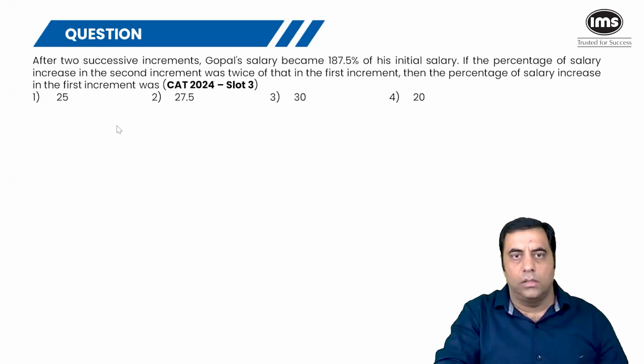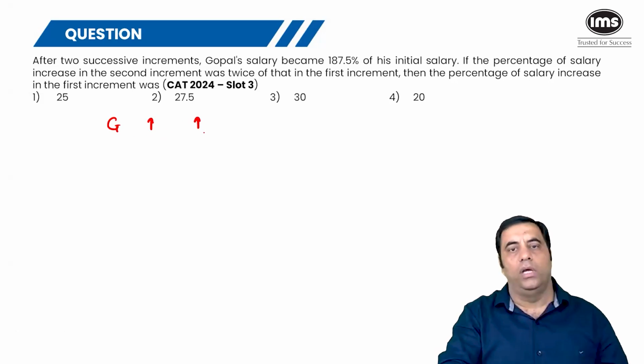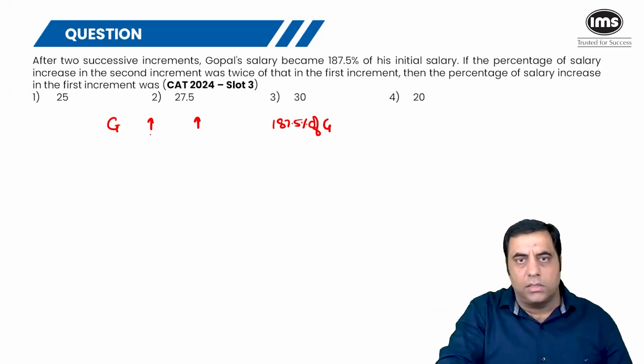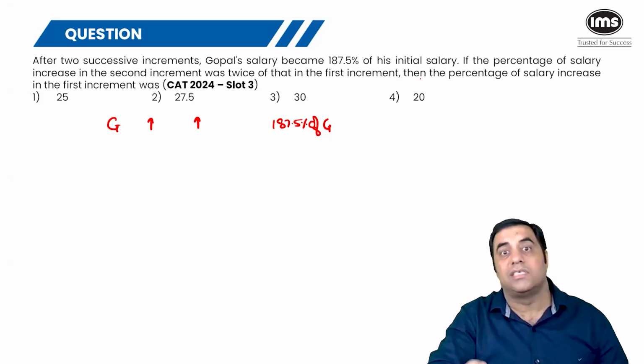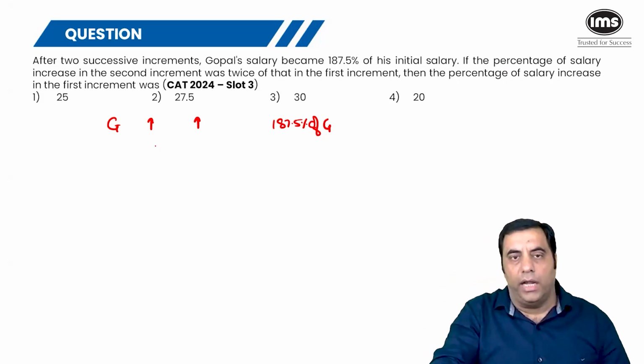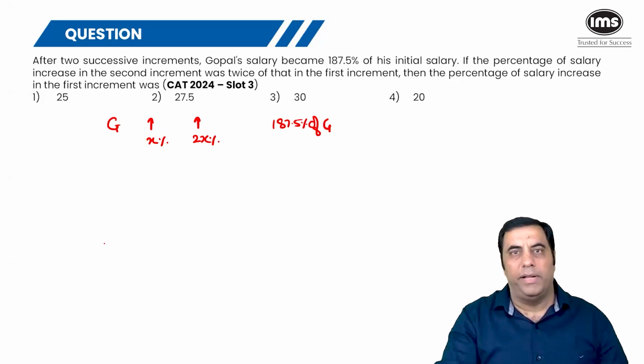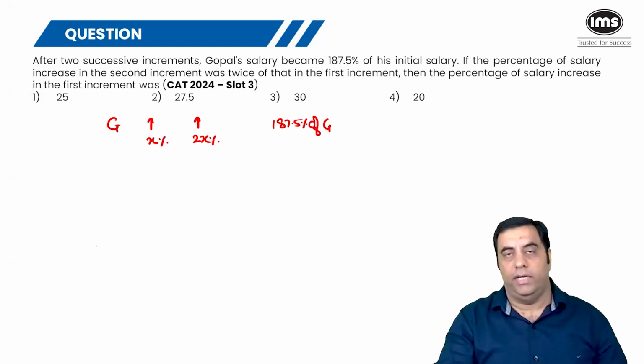And let's say this is Gopal's present salary, G. Then there is an increment 1 and 2. And after these two increments, it becomes 187.5% of G. That's what they've stated, right? And they've also mentioned that the percentage of salary increment in the second was twice that of the first. So if in the first it grows by X%, in the second it has to grow by 2X%. And based on that, I'm supposed to identify the value of X.